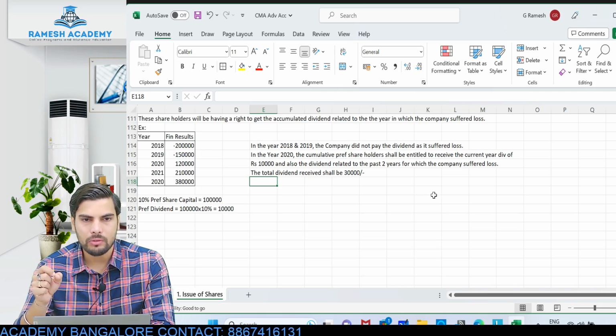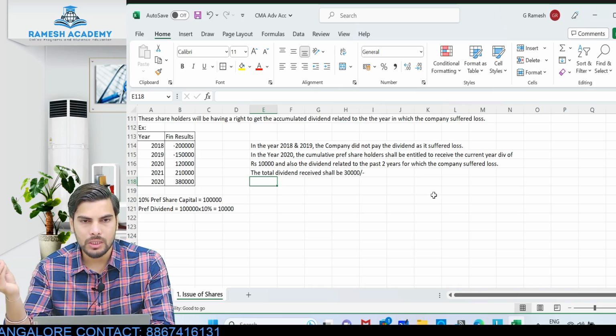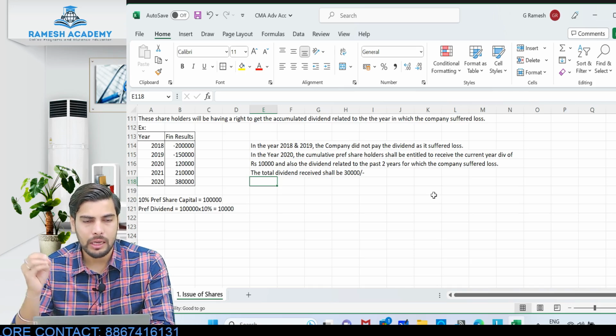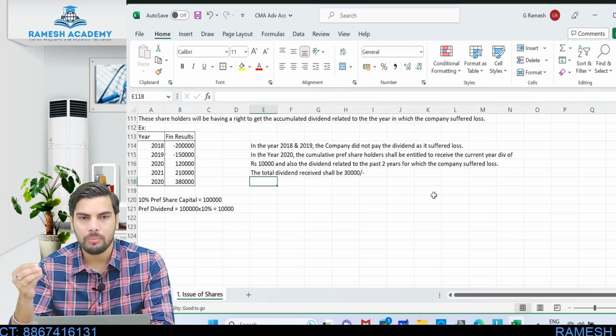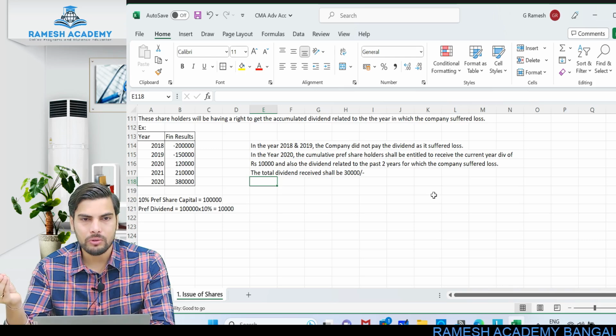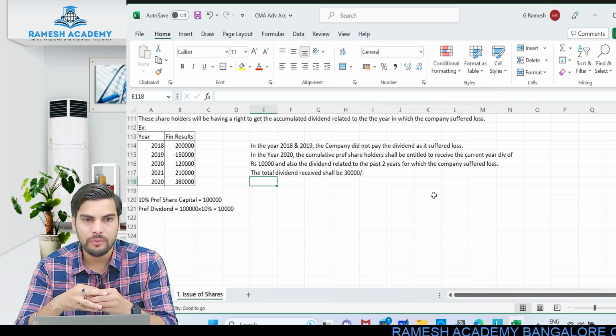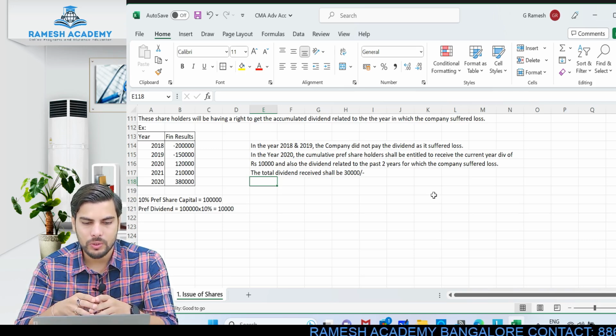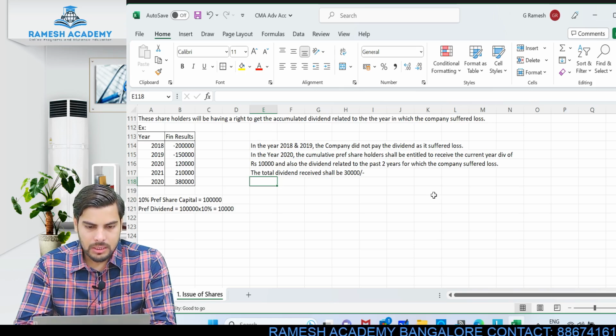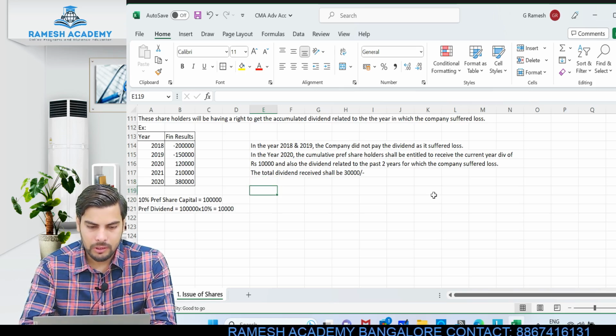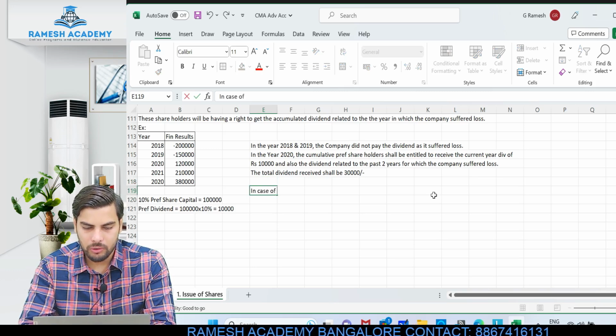Now what does this 20,000 rupees represent? This is nothing but the dividend relating to those 2 years in which the company suffered loss. In the year in which the company suffered loss, obviously they won't have the funds, they will not be paying anything. But the moment the company makes profit or earns a good amount of profit, this dividend relating to the year of loss will get accumulated for the current year dividend and total dividend will be paid. Hope you guys understood this. Is this clear?